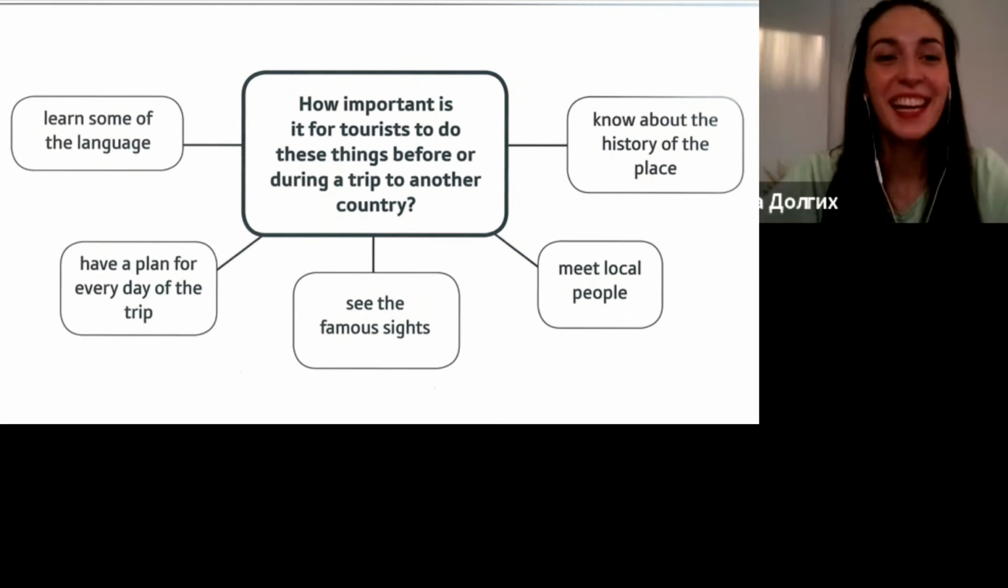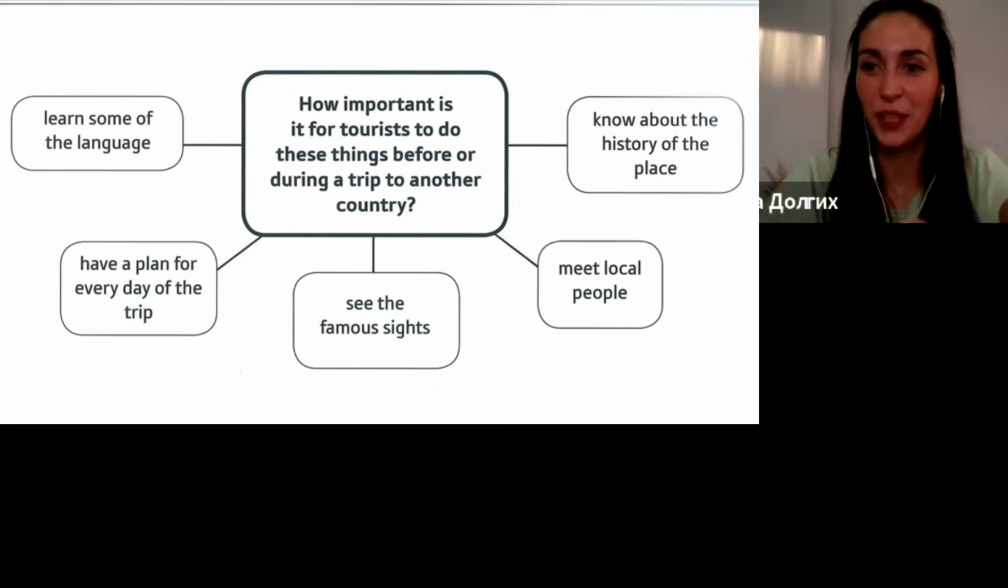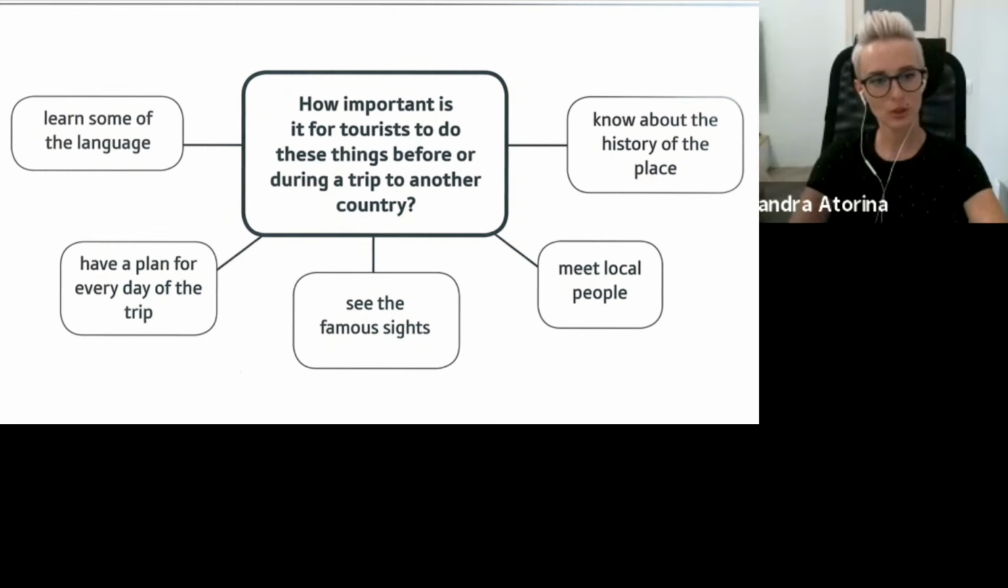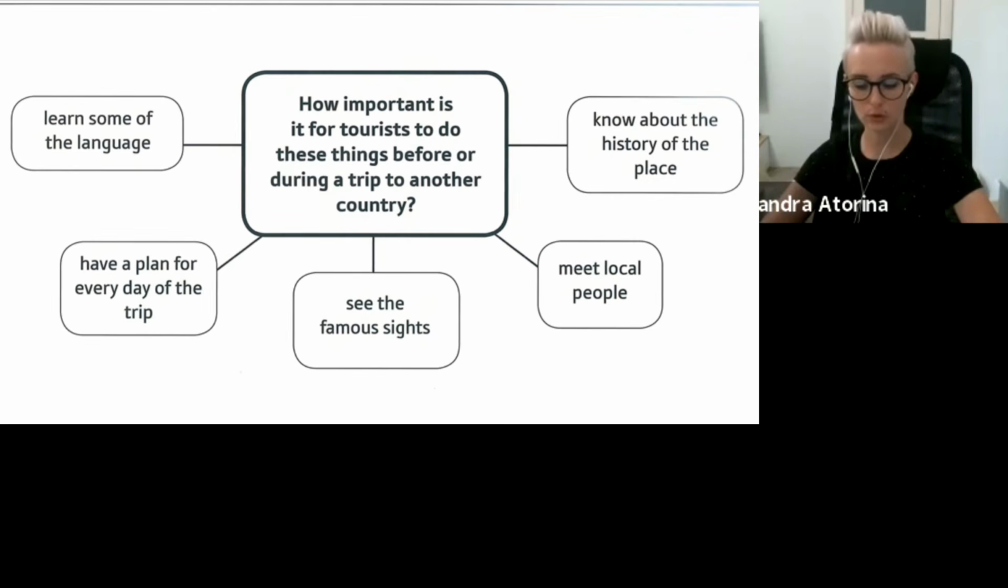Okay, let me start. So I think that learning some of the language of the country you are going to as a tourist is paramount, because you can take advantage, you can feel like you are at home, and you can be on the same wave with the locals. What do you think, Alex? Oh, I totally agree with you here. It is very useful. And I suppose that having a plan for every day of the trip is also an essential part of traveling, as you need not to lose the opportunity to see the place where you go. So a good plan makes your traveling perfect. What do you think? Do you agree?